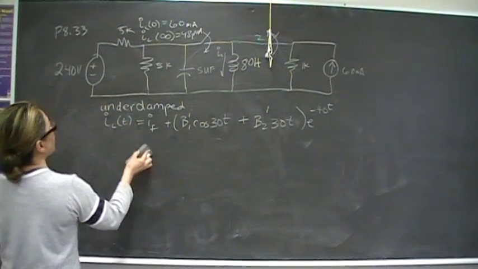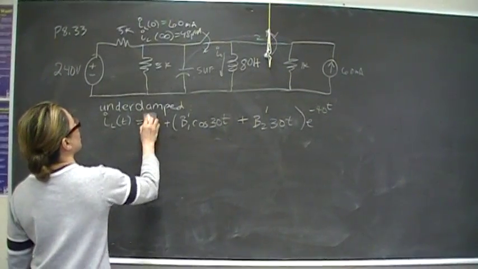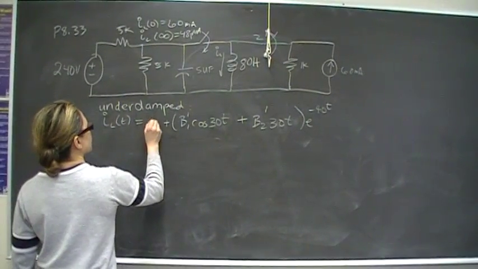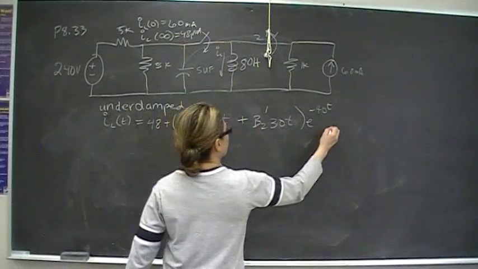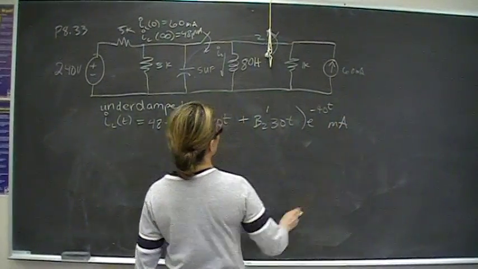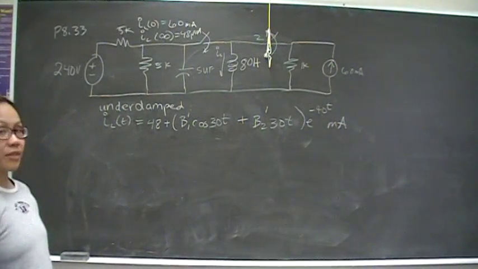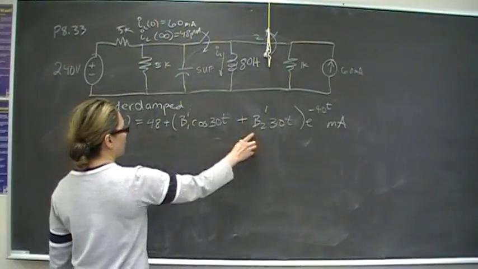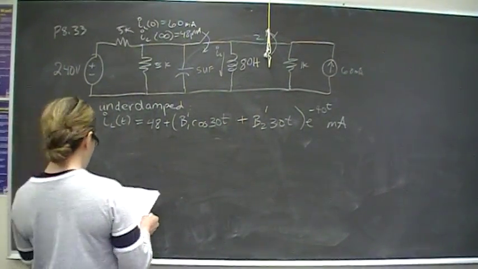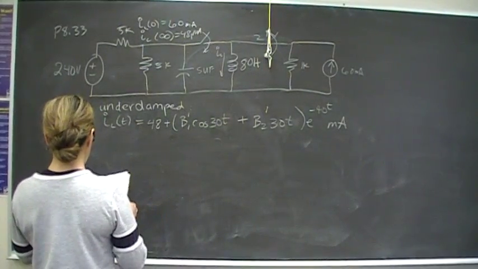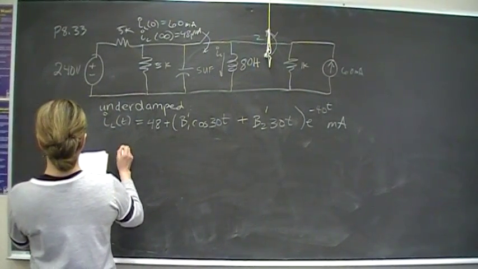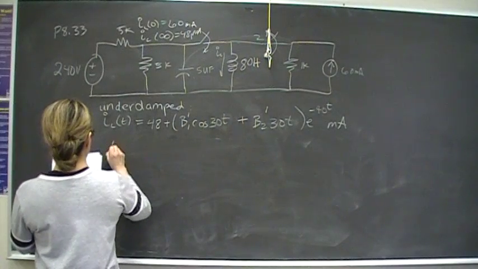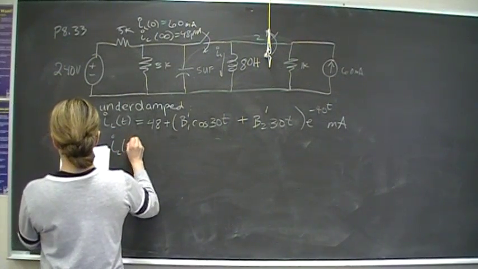We have the final. This is going to be 48. And we have everything in terms of milliamps. So now we've done 90% of the equation. We need to find B1 and B2. And to find B1 and B2, we have two unknowns. We need two equations. The two equations that we have are going to be IL of 0 is equal to I final.